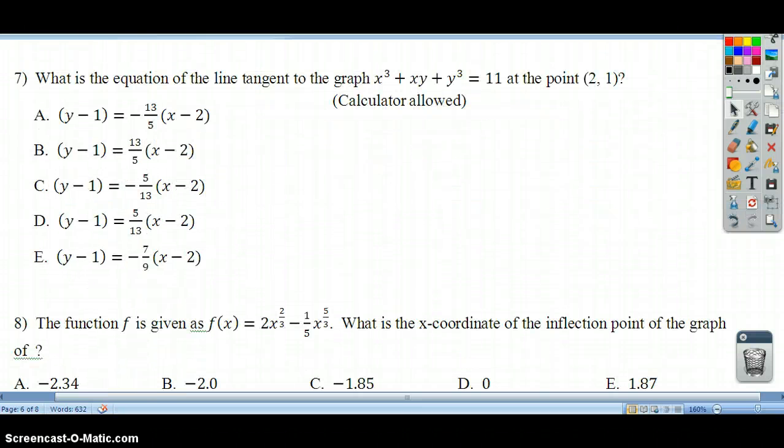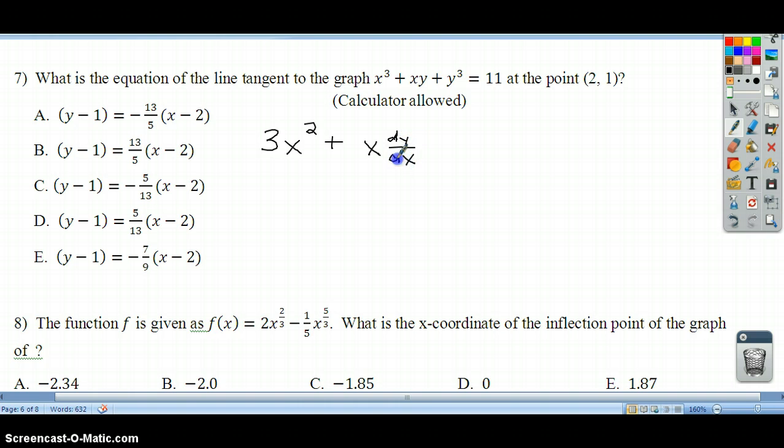Line tangent to the graph of that at 2, 1. Calculator allowed. All right. Well, we can do this without a calculator, I think. So we're going to take the first derivative for the slope of the tangent line, and then we're going to put it in and use our point that we were given. So we've got 3x squared plus, we've got product rule here, so we're going to leave the first piece alone, take the derivative of the second piece.